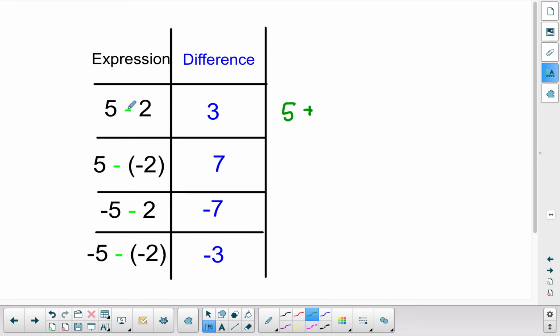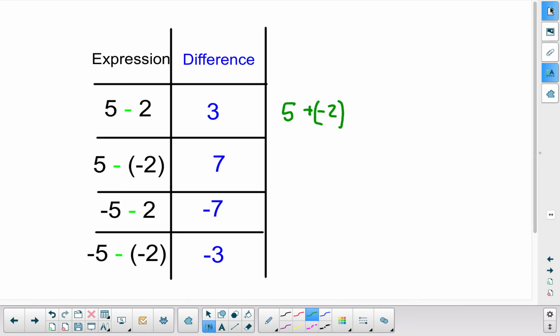So I intentionally highlighted the minus sign in each of these problems just so you can understand the minus sign in place of the negative sign, where this is a minus sign and this is really defining this is the opposite of positive 2, negative 2. So I'm changing this minus sign to a plus. And what I'm going to do to this number is change it to a negative. So 5 plus negative 2.